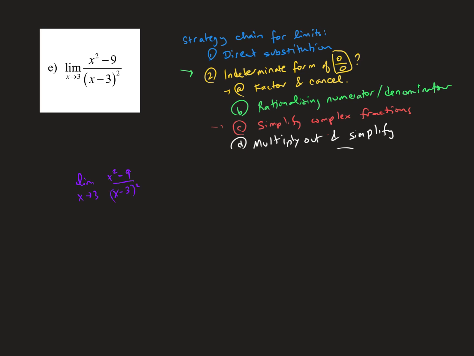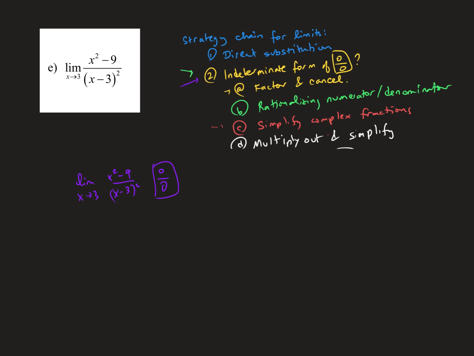Now obviously I start with direct substitution, so when I plug 3 in, I get 9 minus 9, which is 0, over 3 minus 3, which is 0 squared, which is 0. So that's indeterminate, so that's going to send us on this chain. I look at this and I see, okay, these are polynomials in top and bottom. I'm going to factor and cancel.